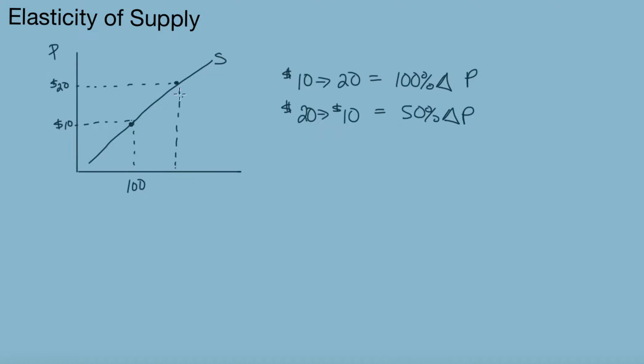So when we have a situation like that, the best thing to do is to say, well, this is the relative range. We want to find out the elasticity of supply for this overall range.